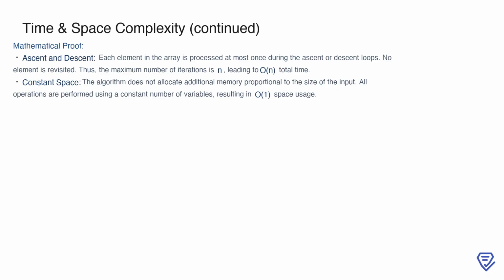As for space, the algorithm does not allocate any additional memory proportional to the size of the input. All operations are executed using a fixed number of variables, so the space usage remains constant at O(1). Together, these factors demonstrate the efficiency of the solution both in terms of time and space.